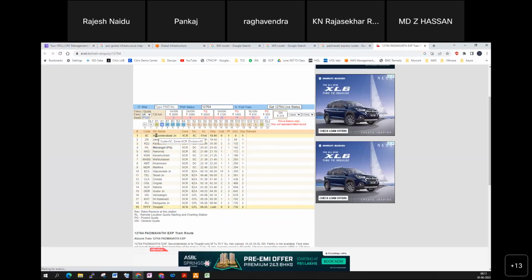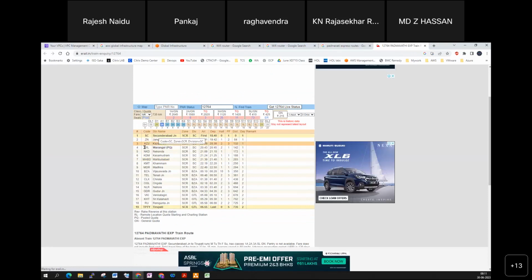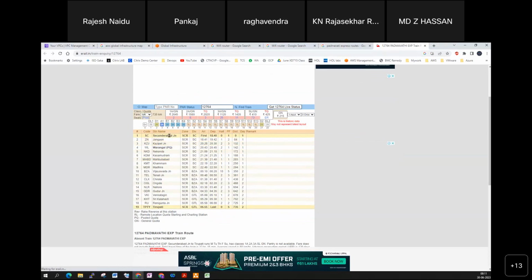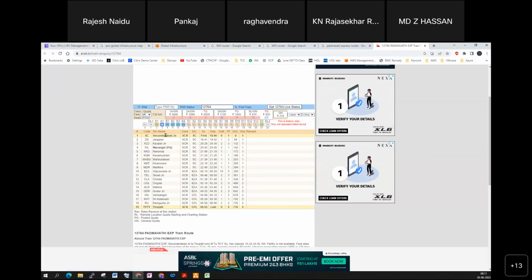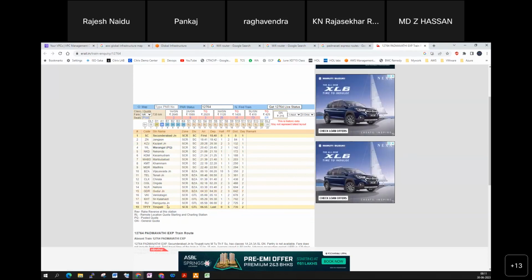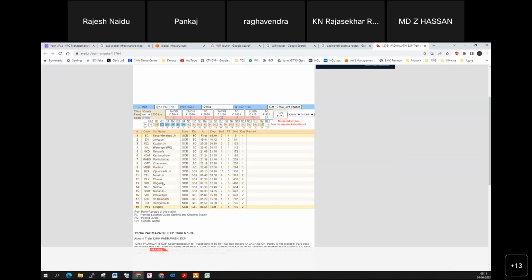This is again an example only for your understanding. Sikandrabad is the starting location. Tirupati is the destination location. The train number 12764 will start from Sikandrabad to Tirupati, and it will stop at these locations.